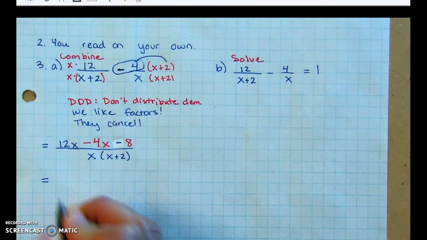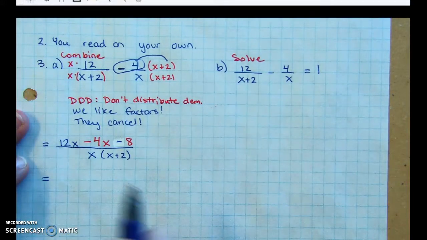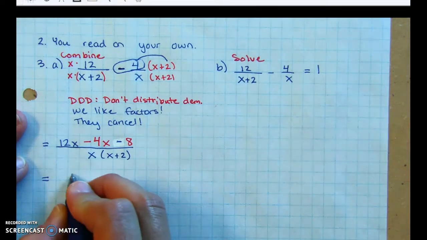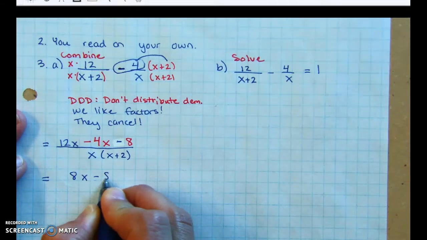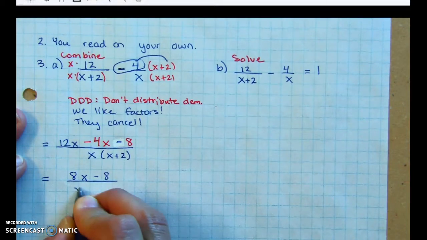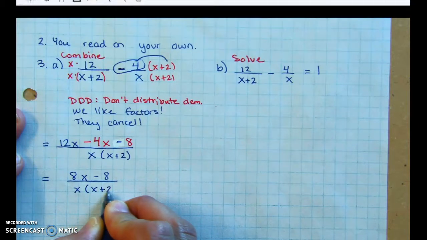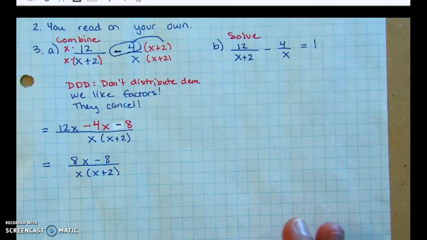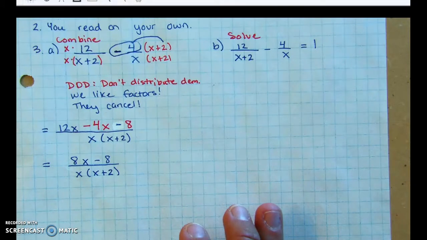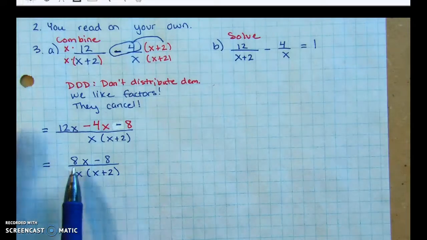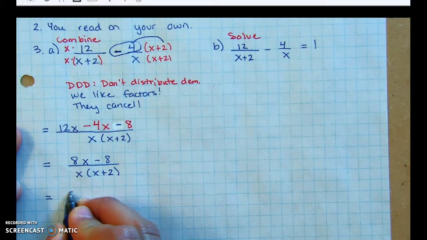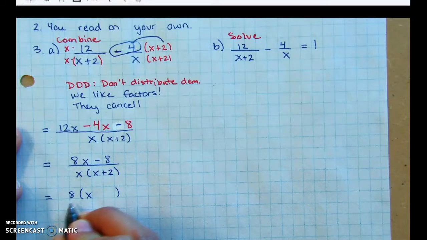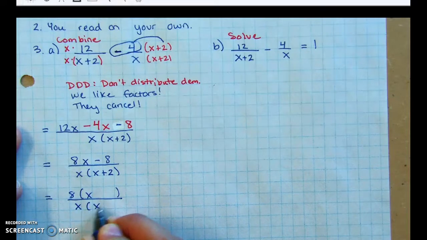Are there any like terms to combine in the numerator here? What can we simplify? 12 minus 4 is 8. Oh, this is fun. Do you see a common factor in the numerator? One thing that's a little annoying about AP Calculus is that all the answers are always extra factored. Like they factor for no reason. So do you see how we have a common factor of 8 here? We're going to factor that out. And I'll explain for no reason.